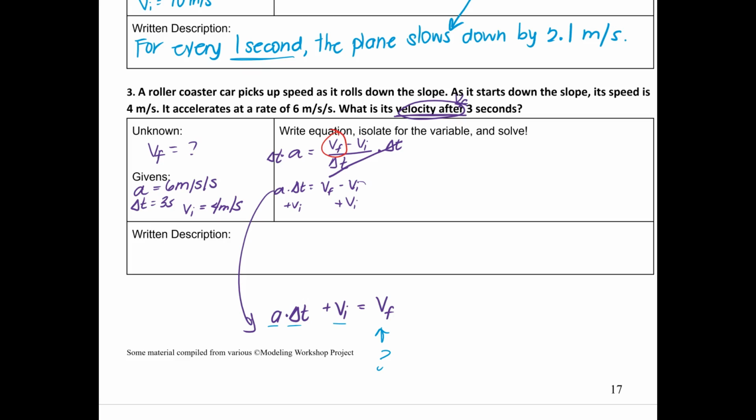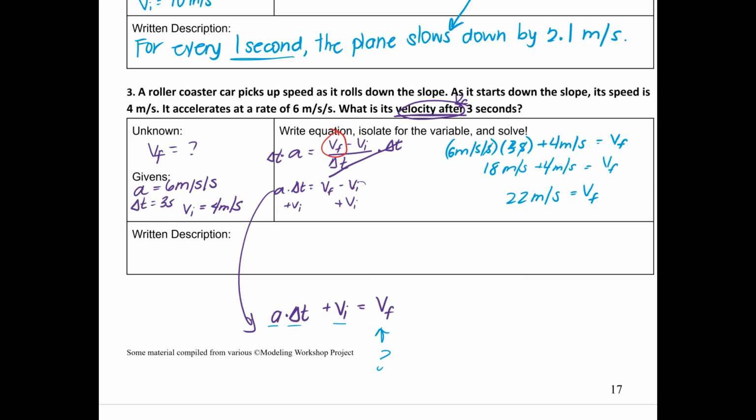All right, and so we have our acceleration is 6 meters per second per second times 3 seconds plus 4 meters per second, which is equal to the final velocity. We have 6 times 3 is 18, and one of these seconds cancels out, so it's just 18 meters per second plus 4 meters per second. And we have 18 plus 4 is going to be 22 meters per second.